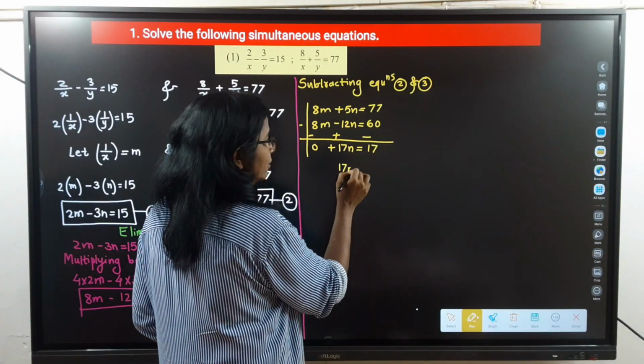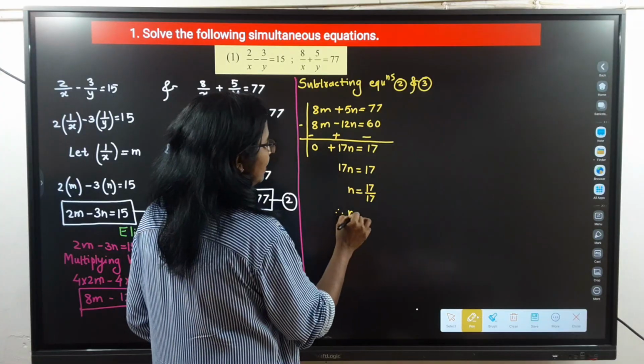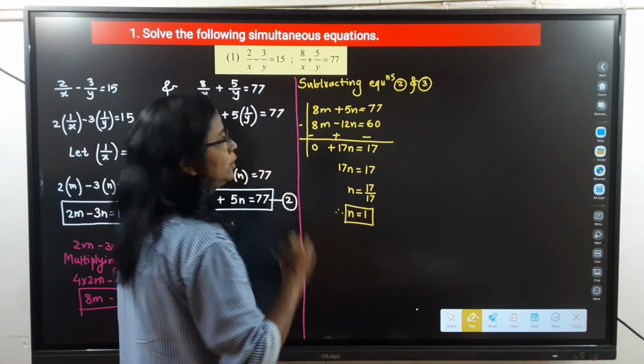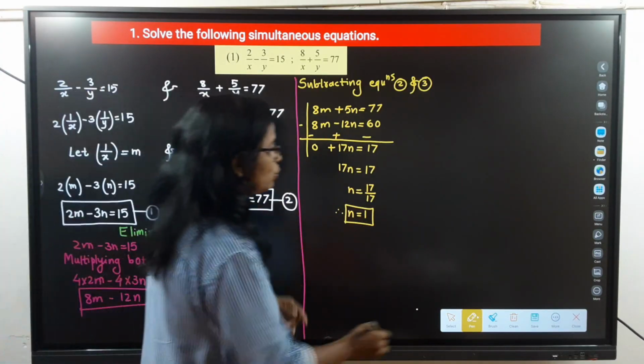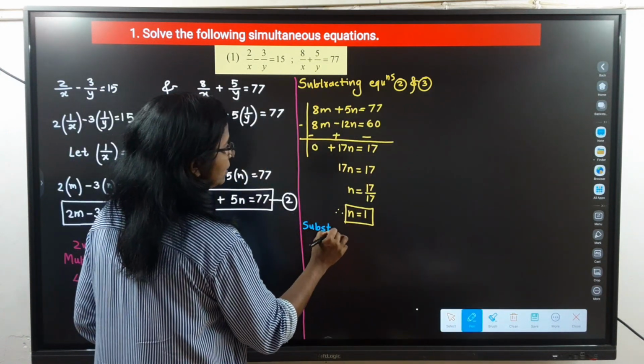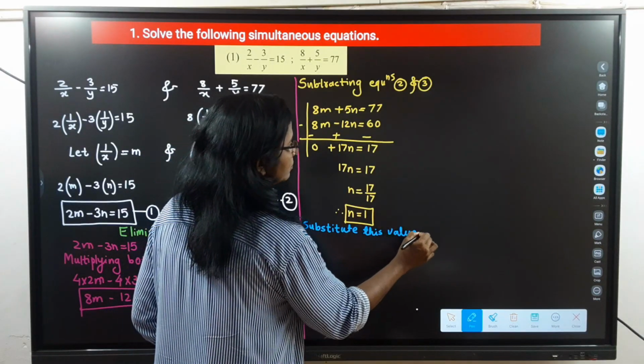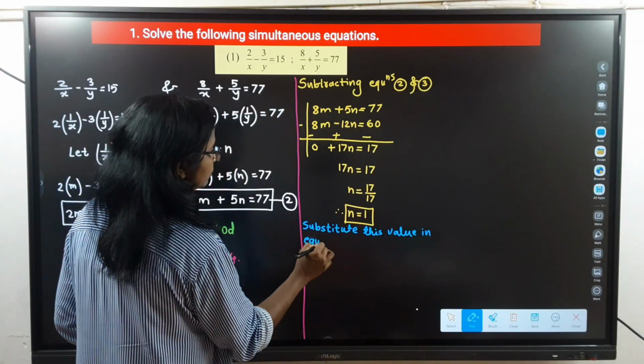So here 17n is equal to 17. Therefore n is equal to 17 upon 17. Therefore n is equal to 1. So now here we have the value of n. Then now substitute this value in equation 2.